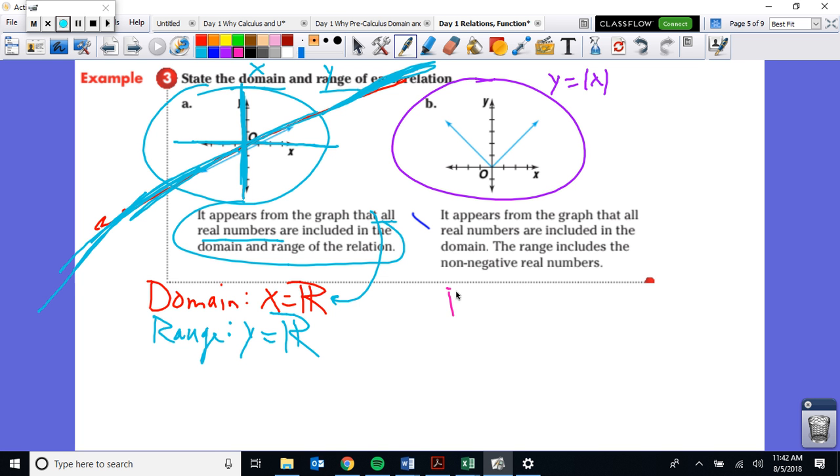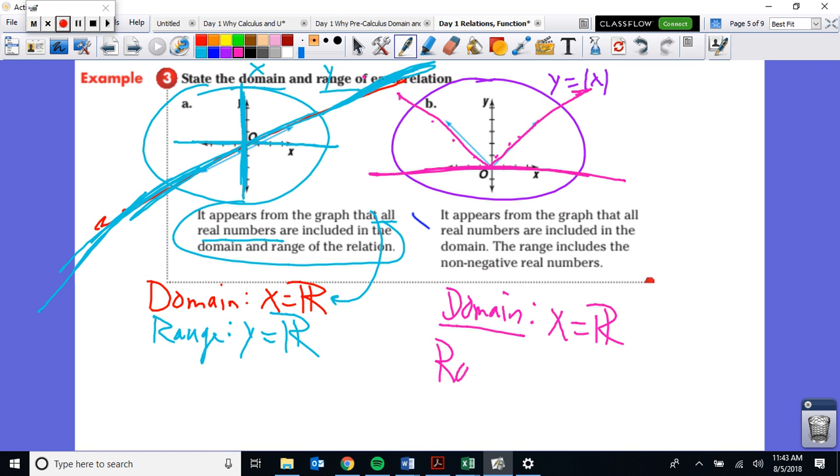So domain is all x values. So I can extend this line if it helps me. So x is this. Does it ever stop going right or left? No. So x equals all real numbers. This is going to go right and left forever. It's going to hit every x value. It's going to hit 1, 2, 3, 4, -1, -2, -3, -1,000, etc.